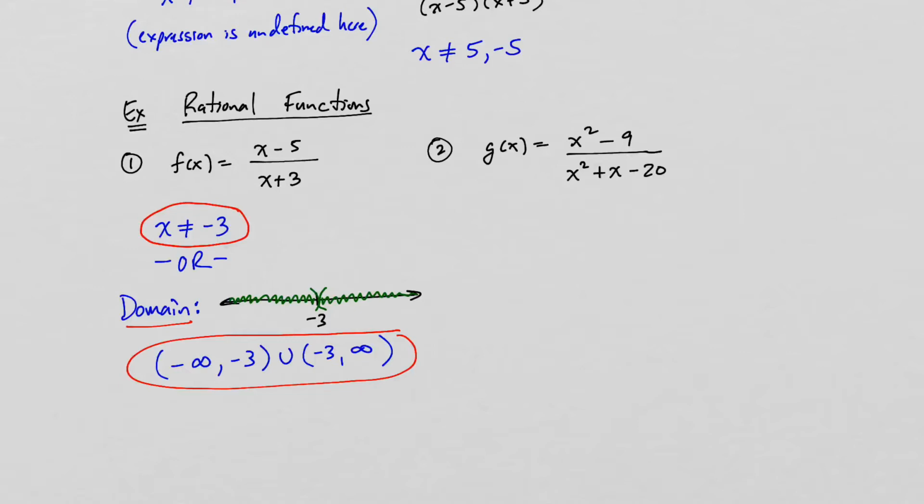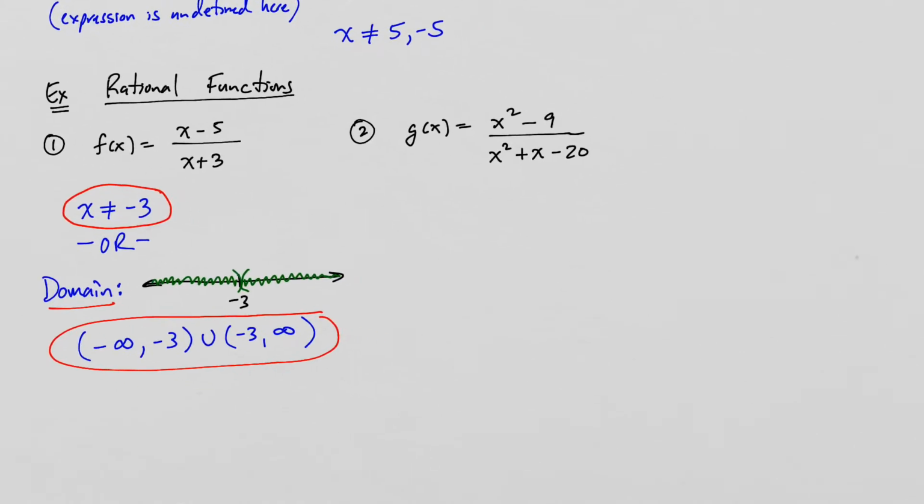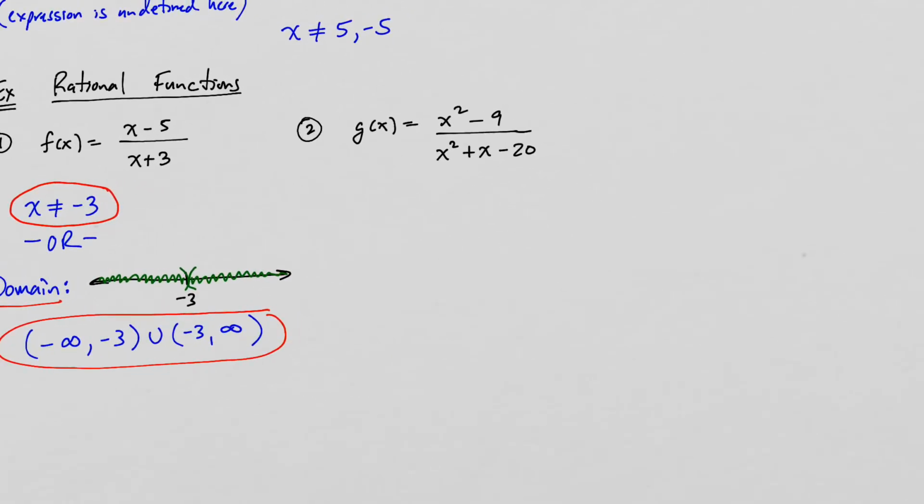Now let's look at the function g of x, which is x squared minus 9 over x squared plus x minus 20. So again, if I want to state the restrictions or state the domain, I need to factor the denominator. The numerator I will leave alone for now. The denominator is a trinomial, and I'm going to skip all of the semantics of factoring here, but you should end up with x plus 5 times x minus 4.